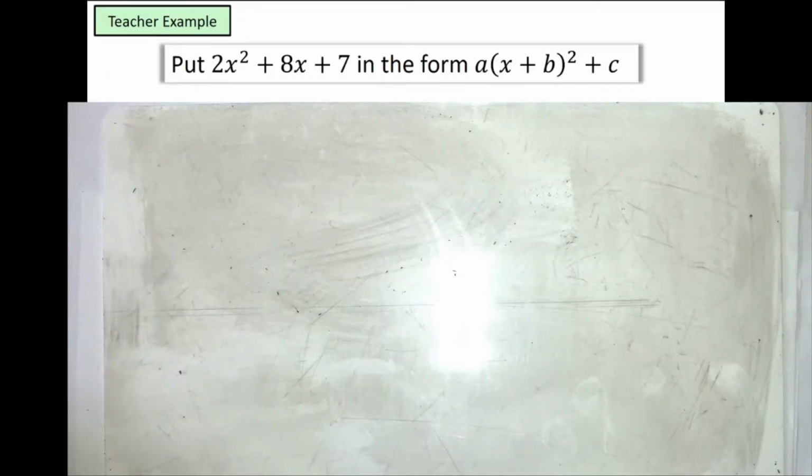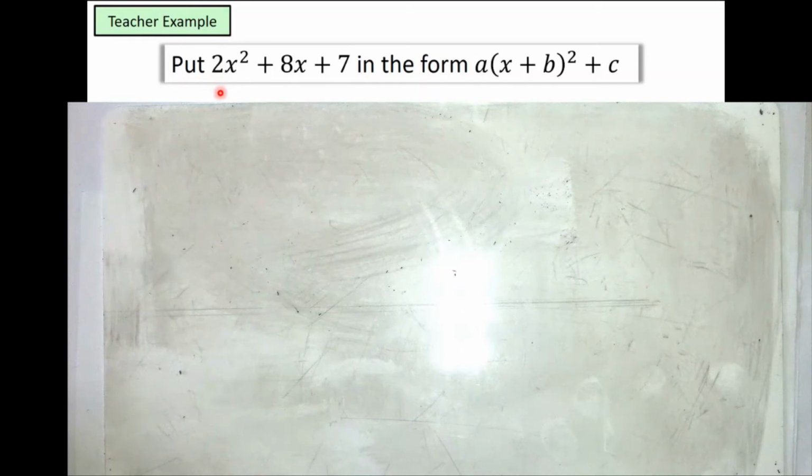So in this next example, we've got 2x squared plus 8x plus 7, and we're asked to write it in completed square form. And if you notice, this time the coefficient in front of the x squared is bigger than 1. So far, all the questions that we looked at, the coefficient has been 1. But in this question, the coefficient is 2.